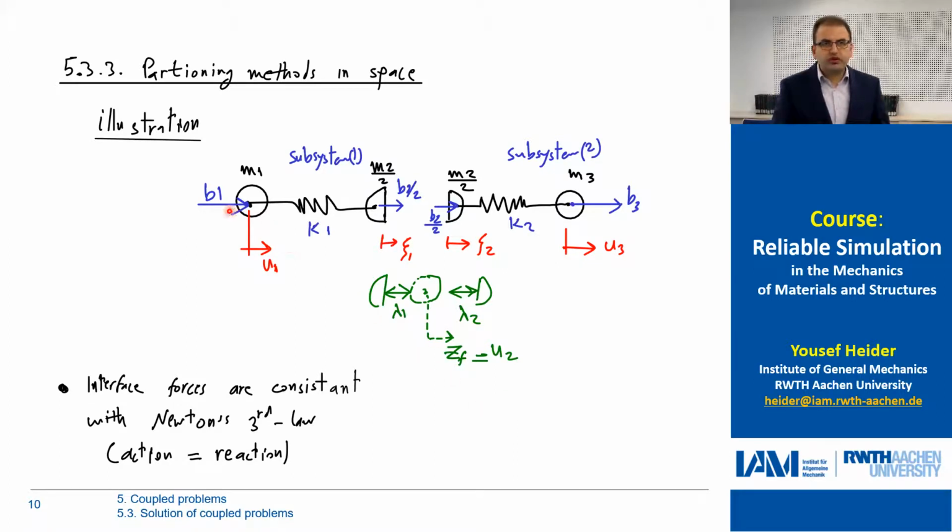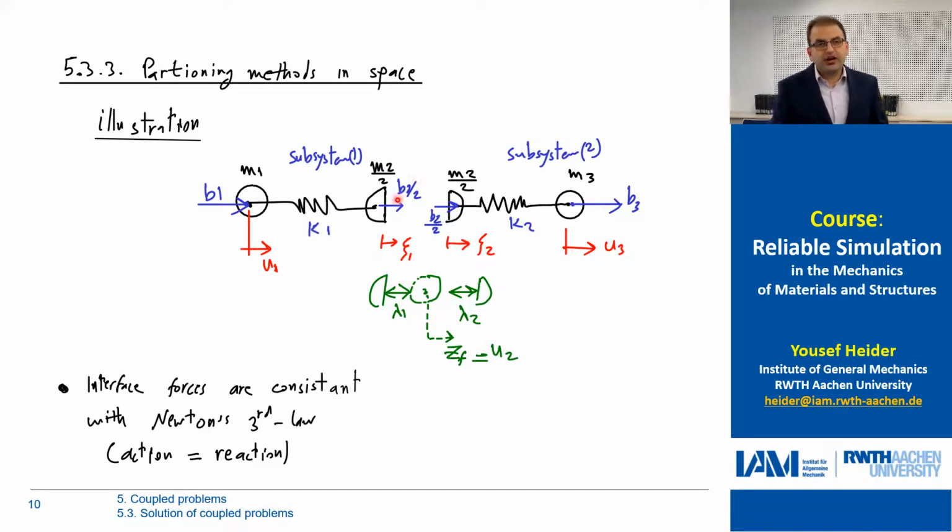So if we recall the three mass with two springs system, partitioning means it can be represented this way. We go to the second mass, which connects the left subsystem and the right subsystem. So we cut this. It's not necessarily M2 divided by 2. It could be any ratio, but this is the representation which I'm applying here. So it's a virtual cut because the interface is still there.